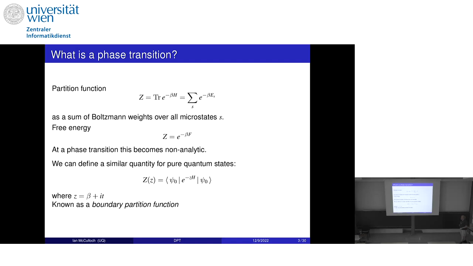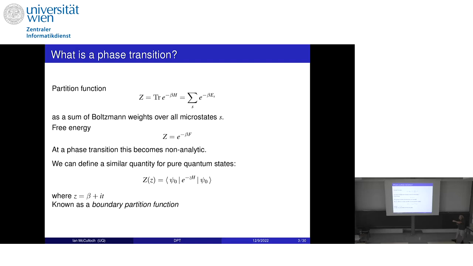So we can also define a similar quantity for pure quantum states. So we can think about now doing time evolution. So we have a quantum state, and then we evolve it in time, and then we can close this off with another state. It could be the same state, or it could be a different state. And mathematically, this is a very similar kind of operation. So this is known as a boundary partition function.